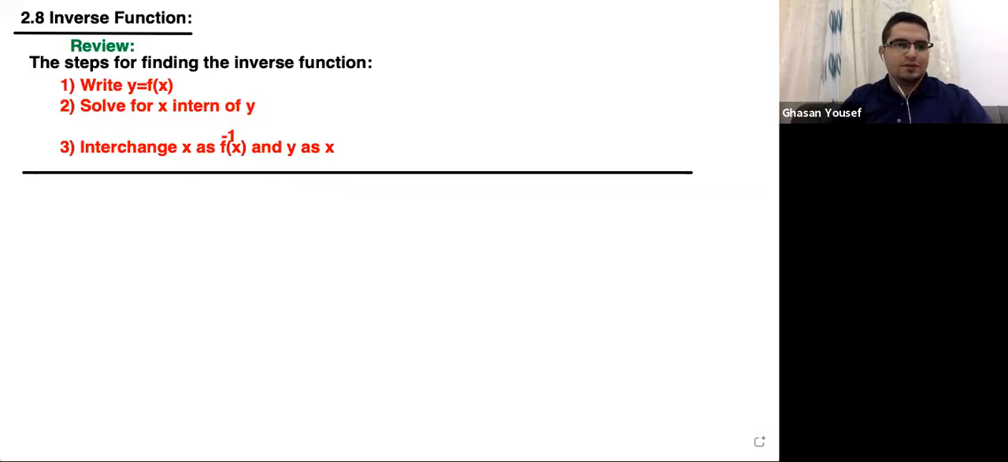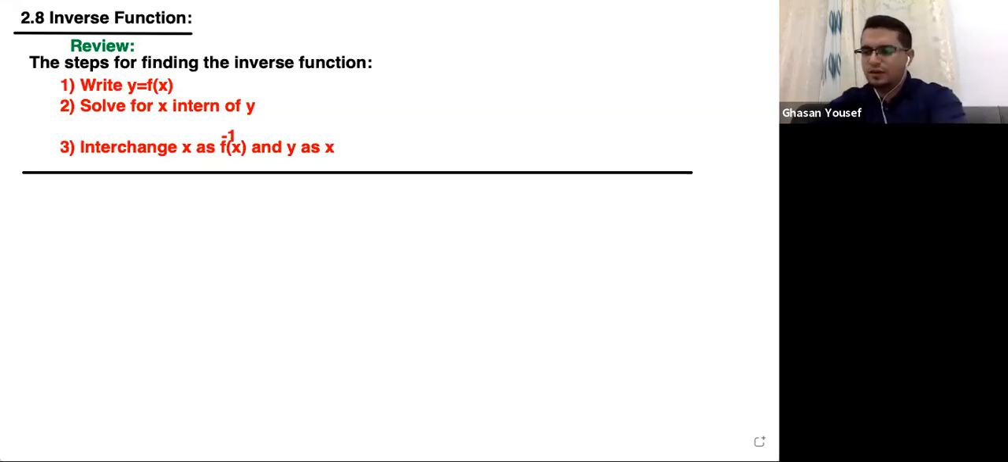Hello everyone, so today we're going to continue section 2.8, the inverse function. Last time we finished at the steps of finding the inverse function. I said we have 3 steps. The first one, we have to write y equal f of x. Then we have to solve for x in terms of y. And the last step, we have to interchange x as f inverse of x and y as x. And I gave some examples for that.